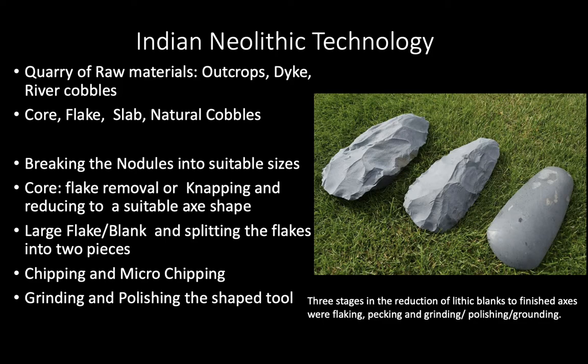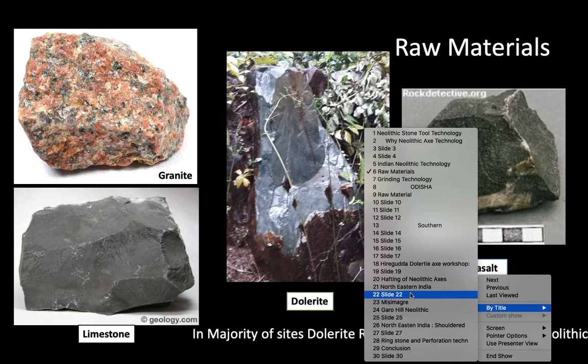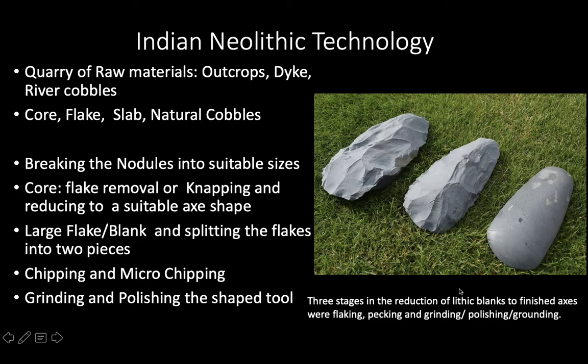Now the next stage, after making the blanks or the unfinished axe-shaped tools, is that they started doing the chipping or the micro chipping. The use of the micro chipping here is that they need to make the different shapes. So the shape needs to be given properly.